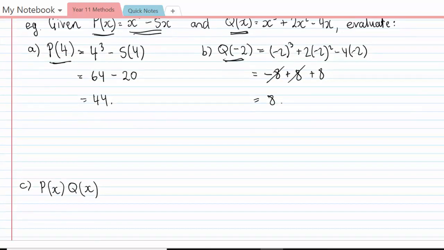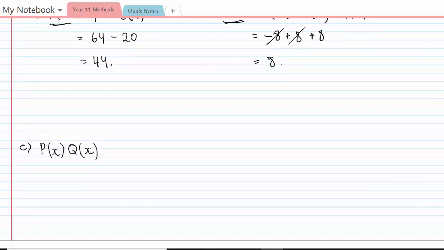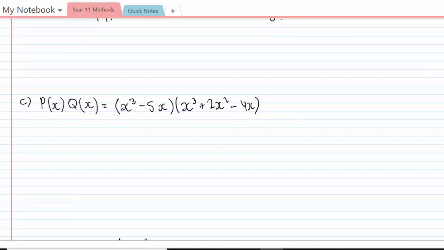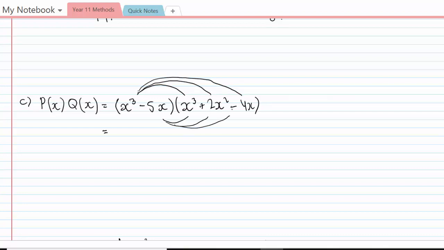And down here, I've got p of x multiplied by q of x. So when I write this, it's going to be p of x, which is x cubed minus 5x, multiplied by q of x, which is x cubed plus 2x squared minus 4x. And we can just expand those brackets out. This can also be done using your calculator, by the way, but I'll just use this method here. So we'll just multiply each of the terms.